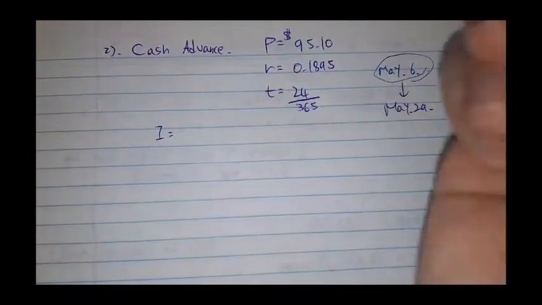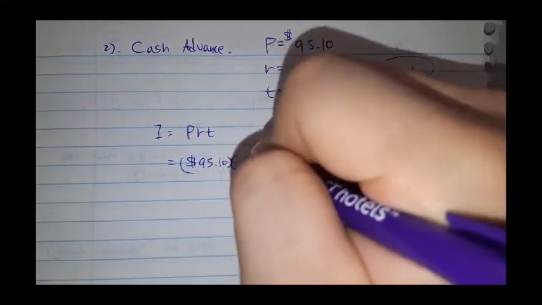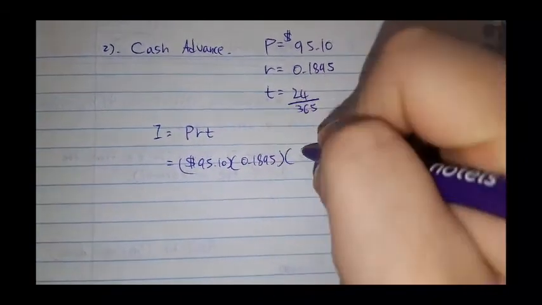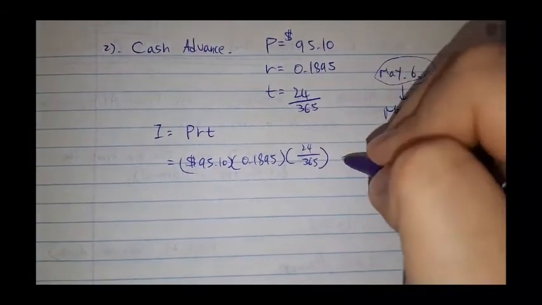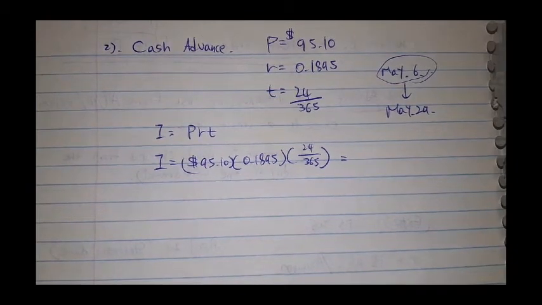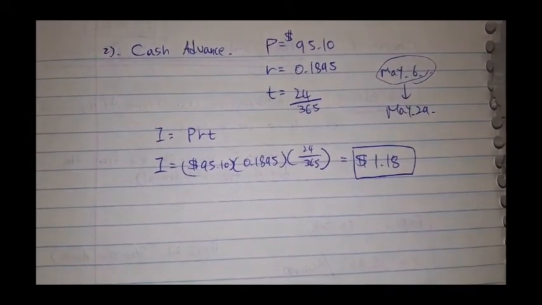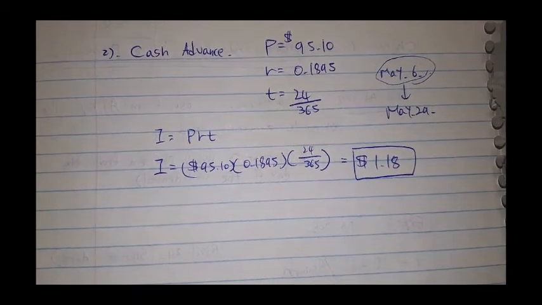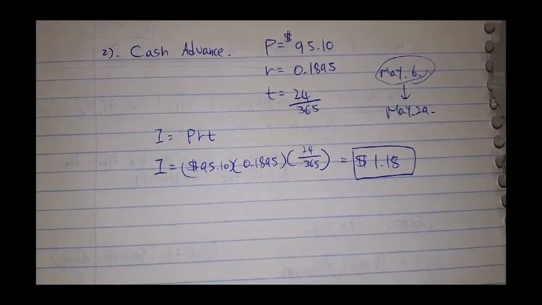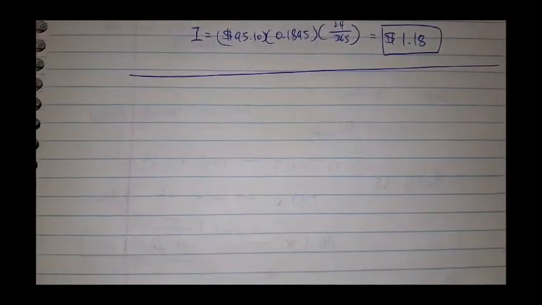So the interest, PRT, will give you $1.18 as the interest. Now let's add every single thing involved with the unpaid balance with the interest.